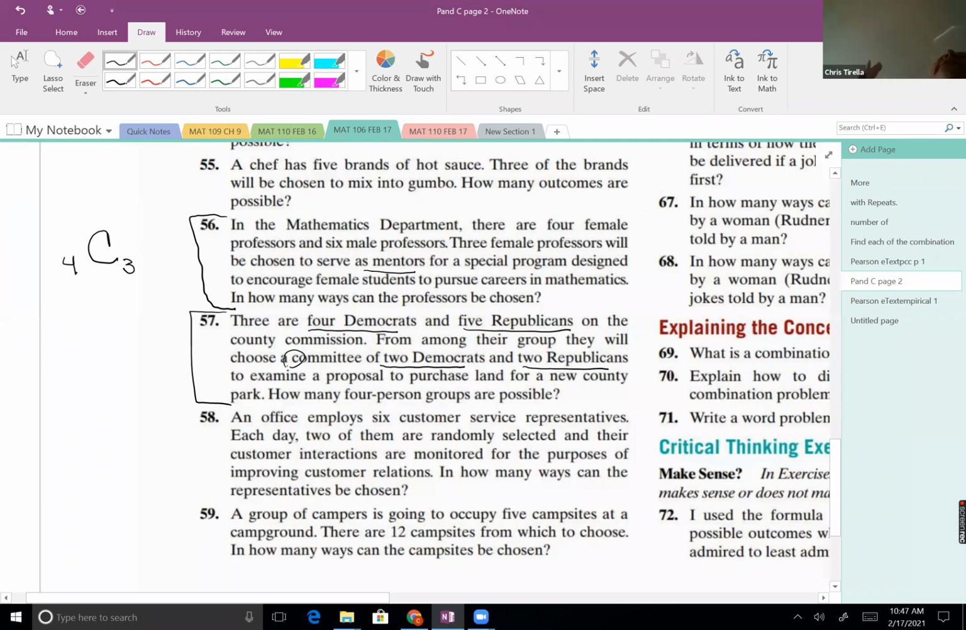C is for committees. C is for cards. Usually if it's a committee, it's a combination. Usually if it's a card problem, it's a combination. So just a little memory aid that I have.